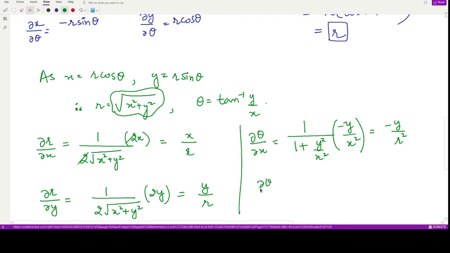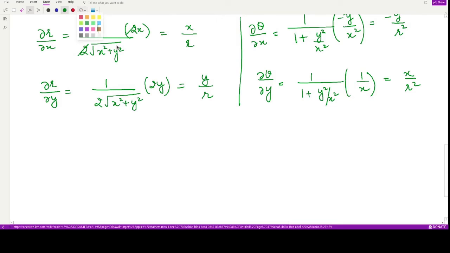And del theta by del y, what would this be? This would again be the derivative for tan inverse first, so it would be 1 divided by 1 plus y square by x square, and then multiplied by 1 by x, the derivative of y by x with respect to y. So this becomes x by r square. Now you have all the quantities.